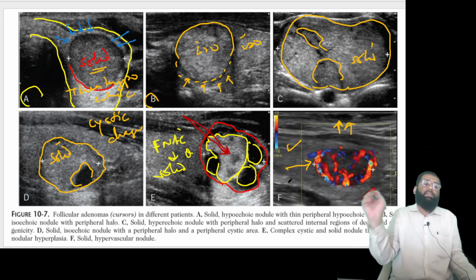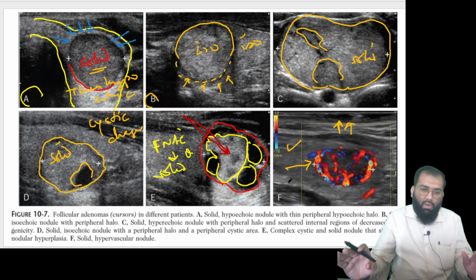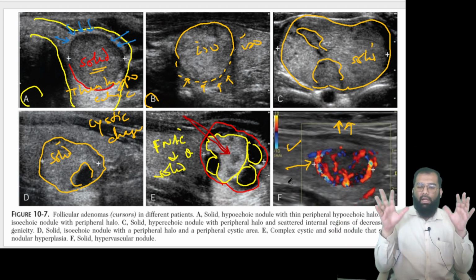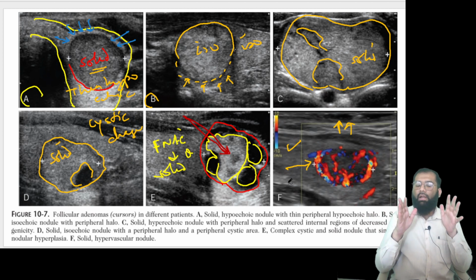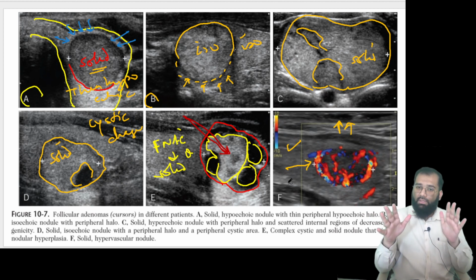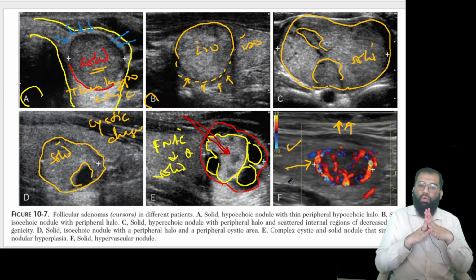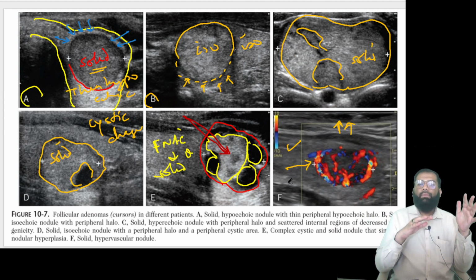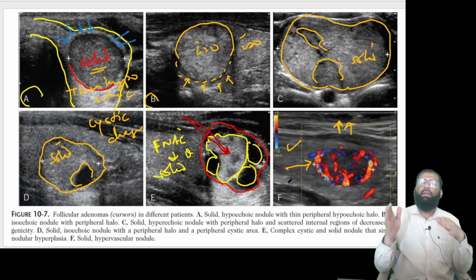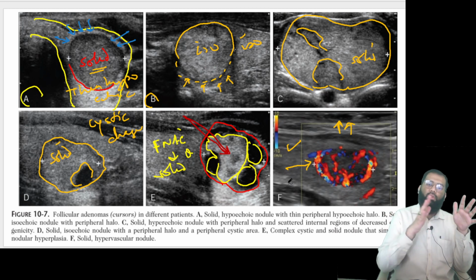Always go for FNAC or biopsy in this form of lesions. Okay, so this was about follicular adenoma. Although follicular adenoma is not an ultrasound diagnosis, this is the diagnosis of FNA. But I have shown you a retrospective approach, where I have shown you that these lesions which we had suspected, on FNAC they turned out to be follicular adenoma.